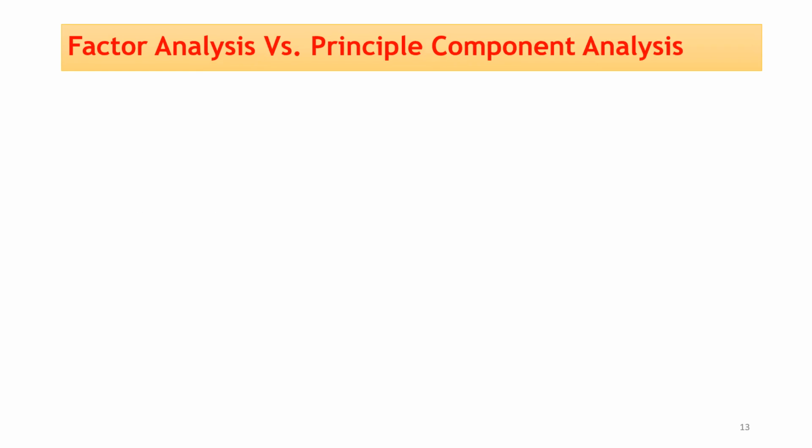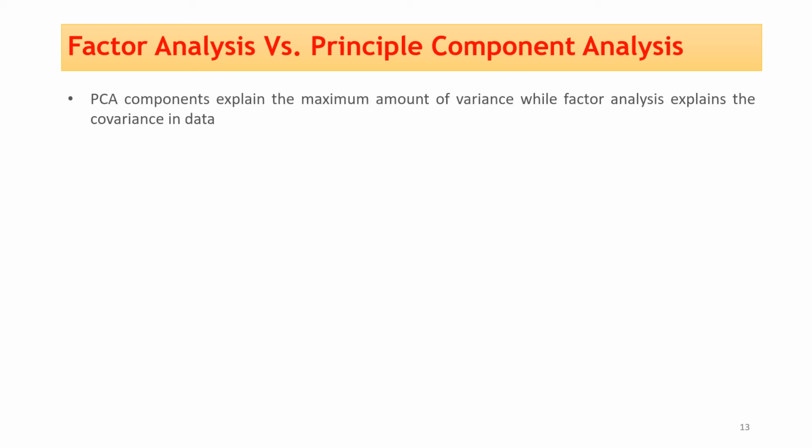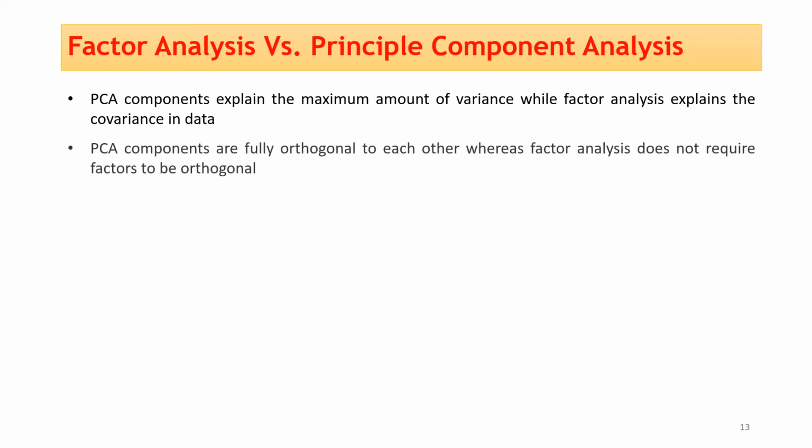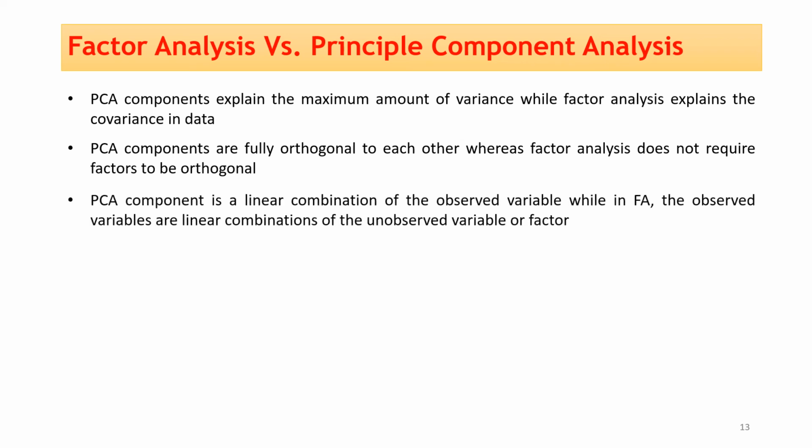Now let's see the comparison between the factor analysis and the principal component analysis. Principal component analysis components explain the maximum amount of variance, while the factor analysis explains the covariance in the data. Then the principal component analysis components are fully orthogonal to each other, whereas the factor analysis does not require factors to be orthogonal.